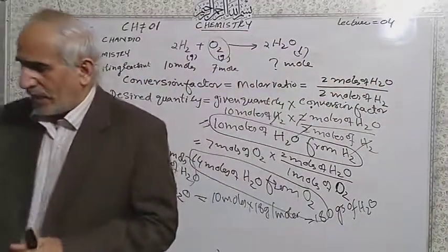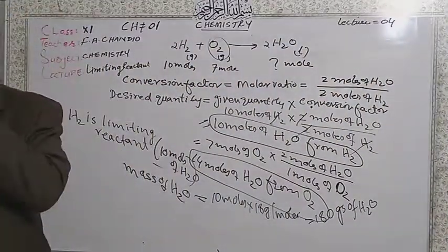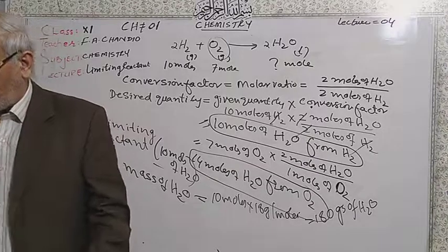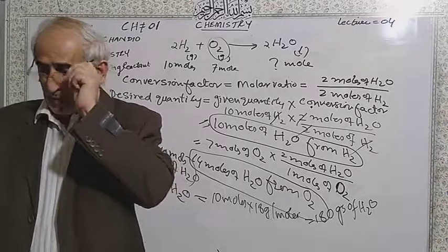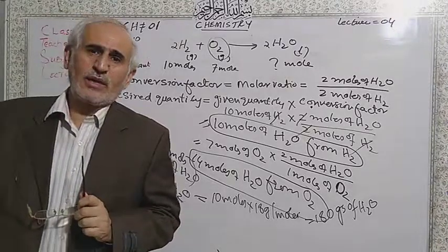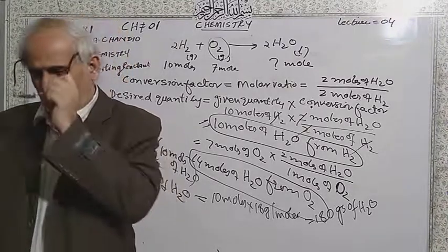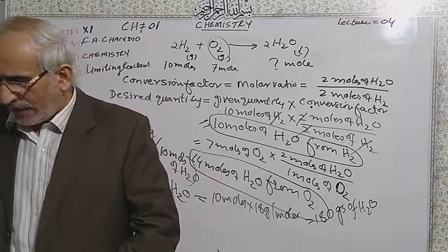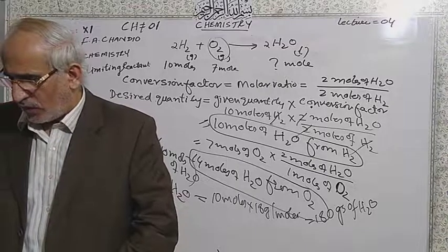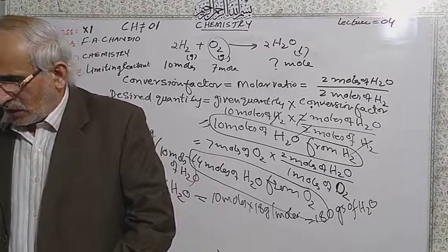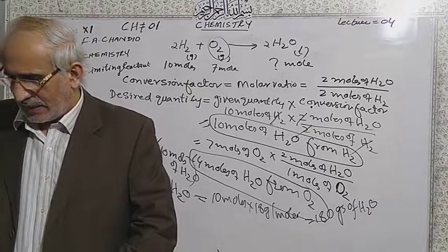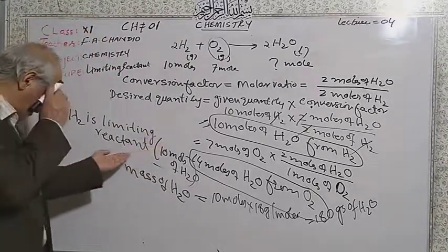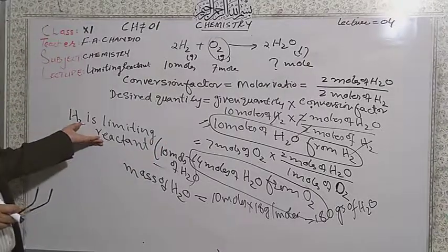So dear students, according to your book, 1.41, this is the topic: identification of limiting reactant by the balanced chemical equation, or we can say stoichiometric chemical equation. So the answer is, since hydrogen gives the least number of moles of water, which are 10 moles, that is why hydrogen is a limiting reactant. So this hydrogen is a limiting reactant. I have written already here, see your book.